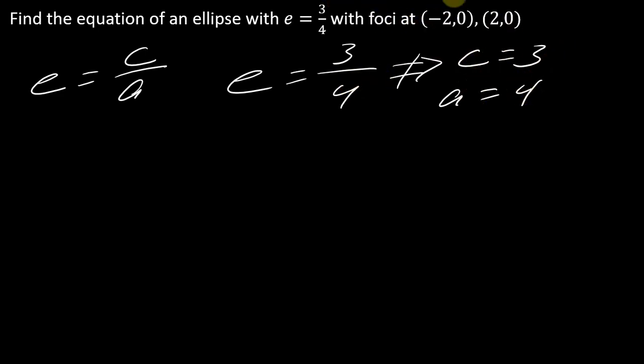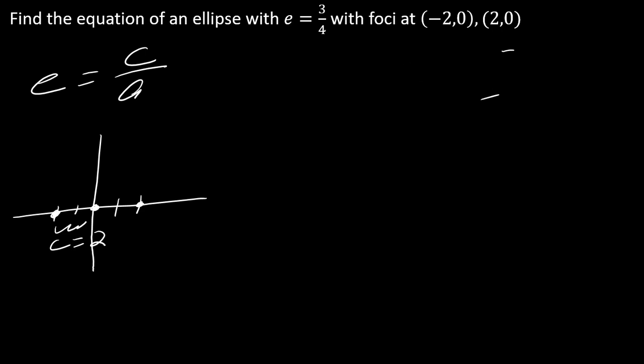And if anything, I've got my foci at negative 2, 0 and 2, 0. So that tells me a lot, right? Let's see, I'm going to maybe mark 2 of these. That tells me then that my center is at 0, 0. That also tells me the distance of c. Remember, the distance from the center to a focus is your c. So my c is actually equal to 2.